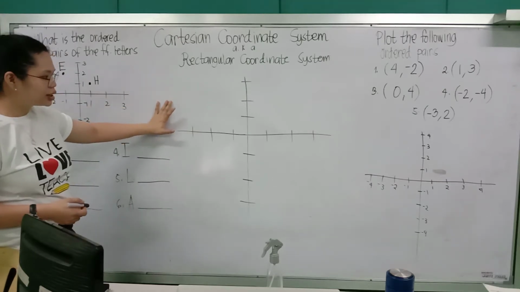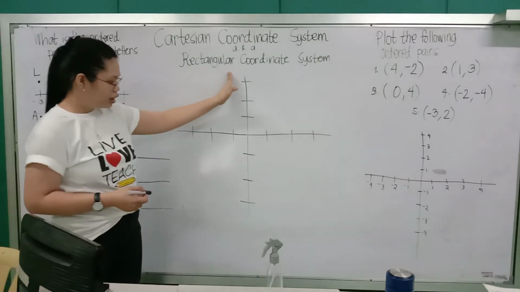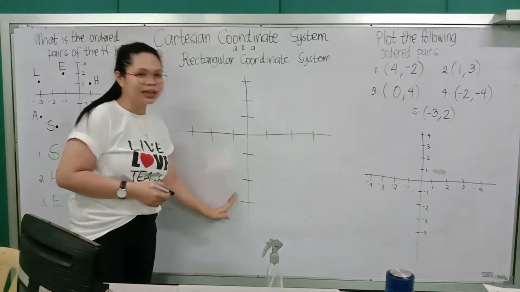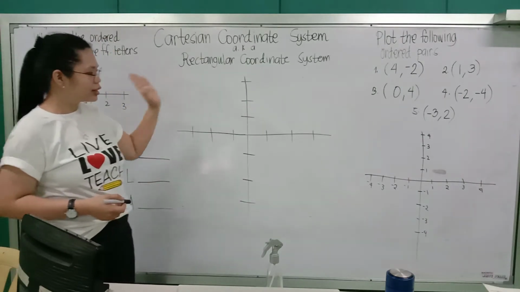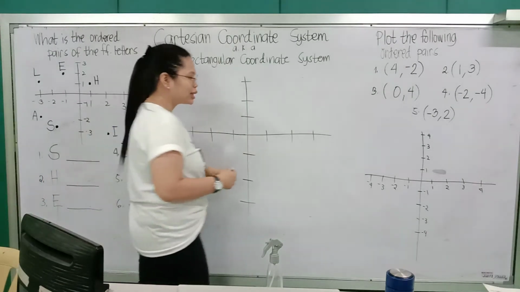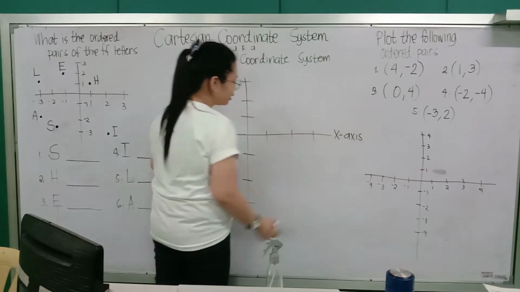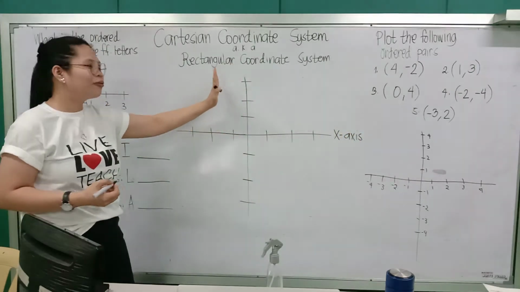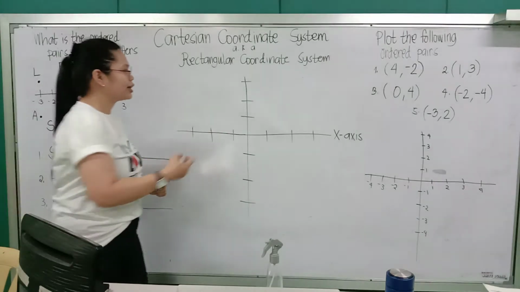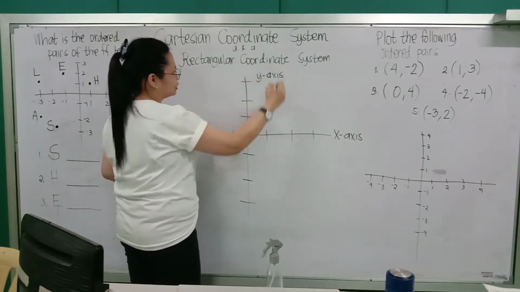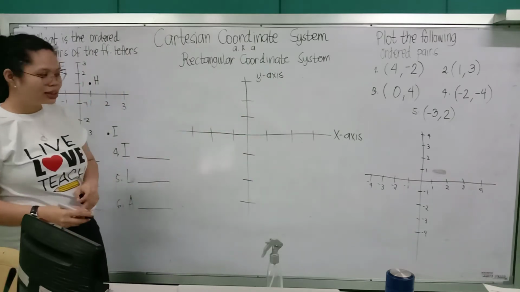In the Cartesian plane, we have a horizontal line and a vertical line. When we say horizontal line, it is the x-axis, while the vertical line is the y-axis.